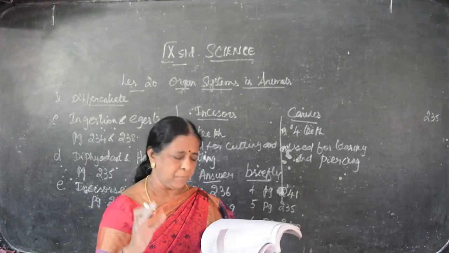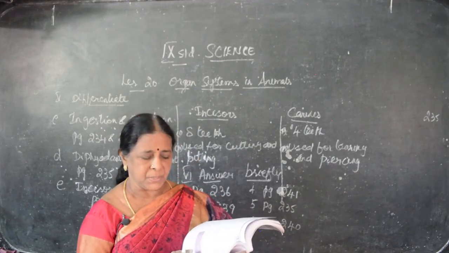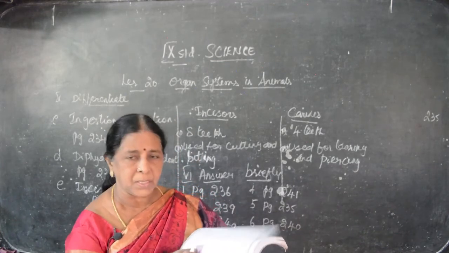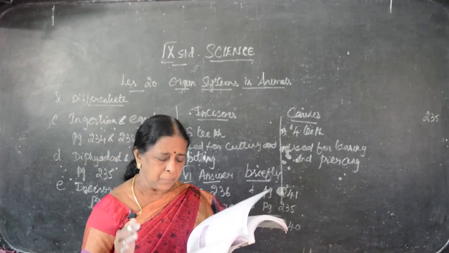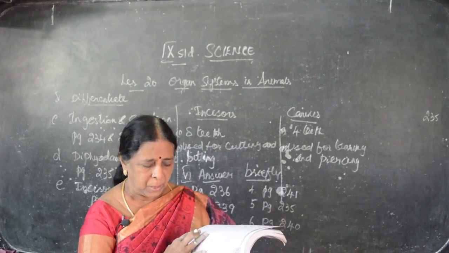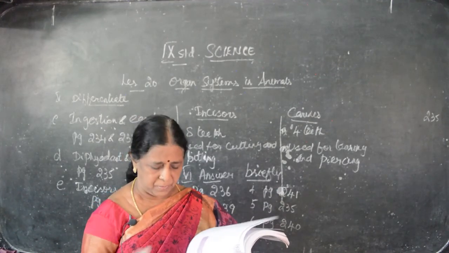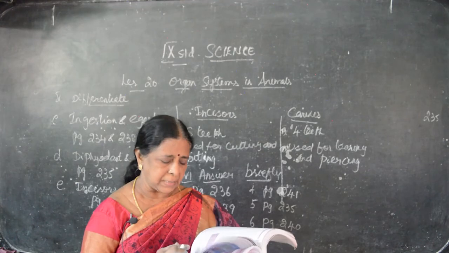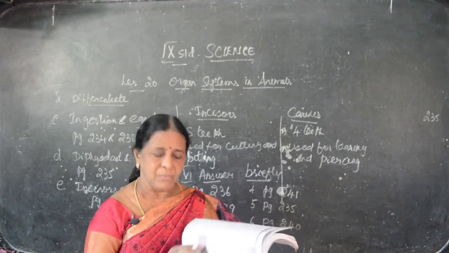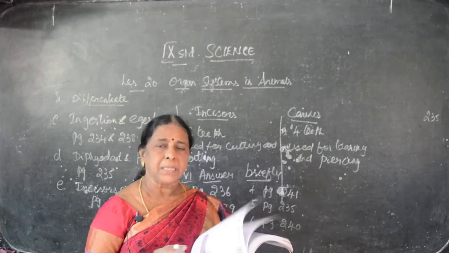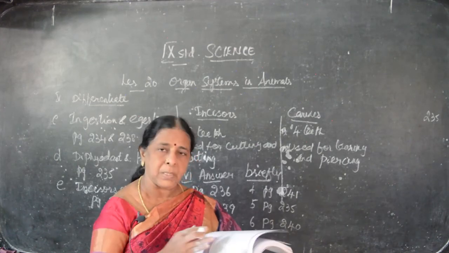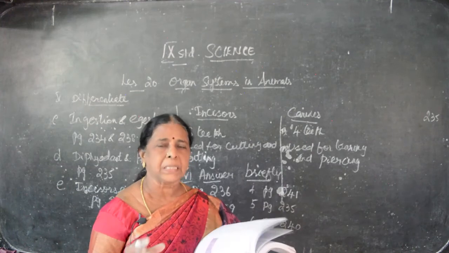So 4 options are given to you. First one is both assertion and reason are true and reason is the correct explanation of assertion. Second one, both assertion and reason are true but reason is not the correct explanation of assertion. Third one, assertion is true but reason is false. Fourth one, both assertion and reason are false. So when the question is given to you, you have to pick the correct option and write.